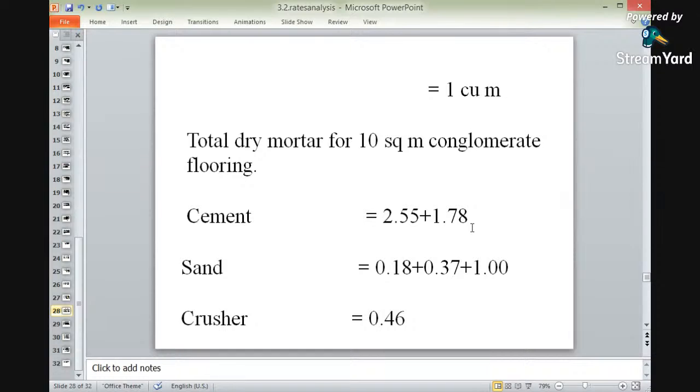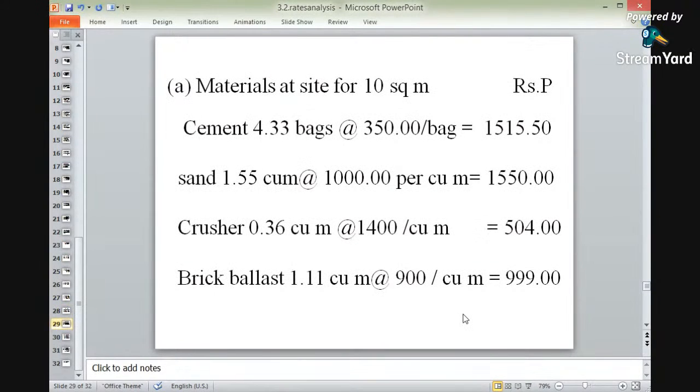Total dry mortar for 10 square meters of conglomerate flooring with different ratios. So with the different ratios we have calculated: cement in this case is 2.55 plus 1.78, sand in the different cases is 0.18, 0.37 and 1, whereas crushed sand we have considered as 0.46.